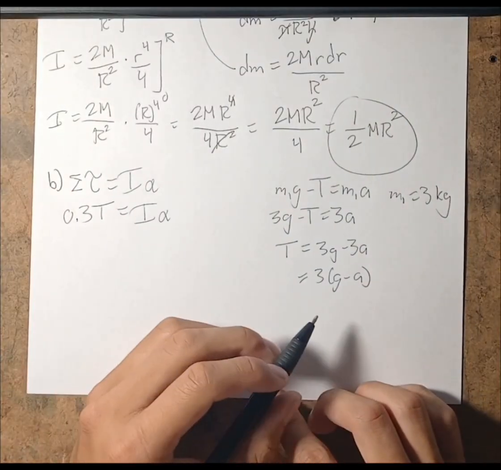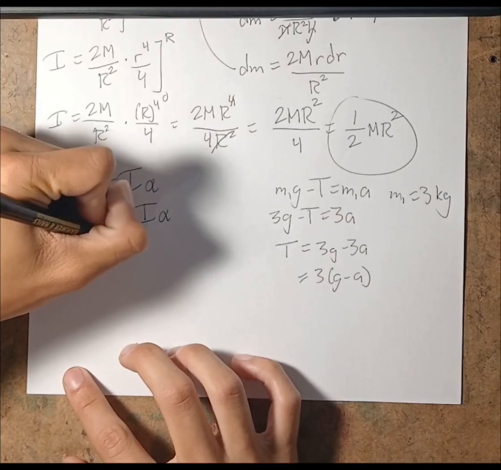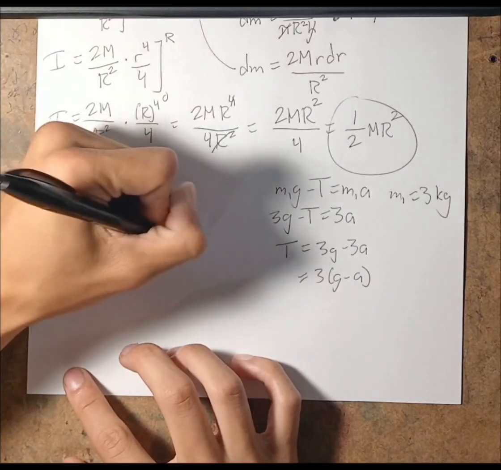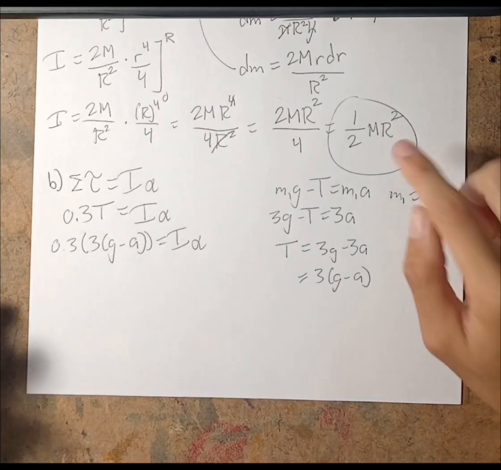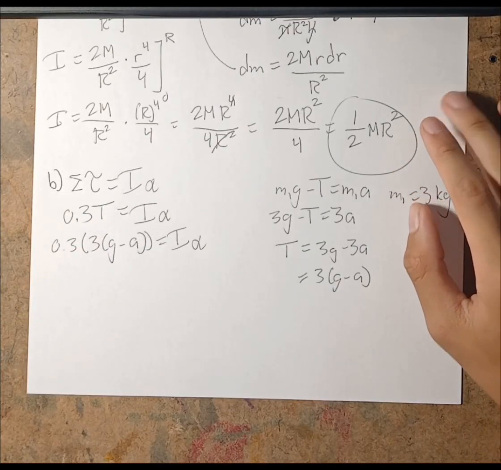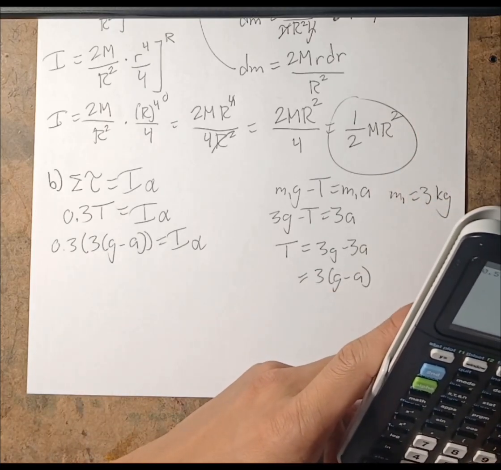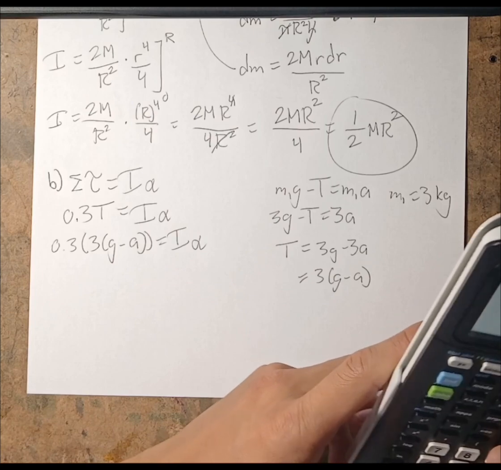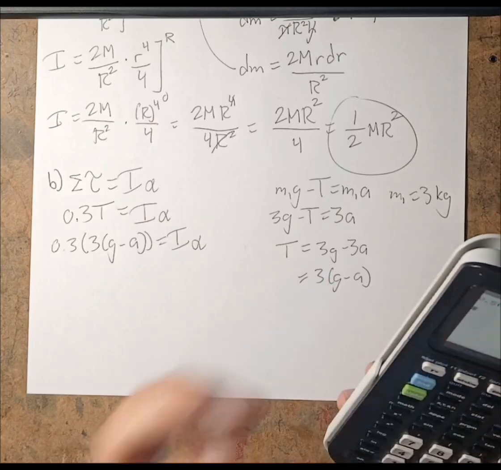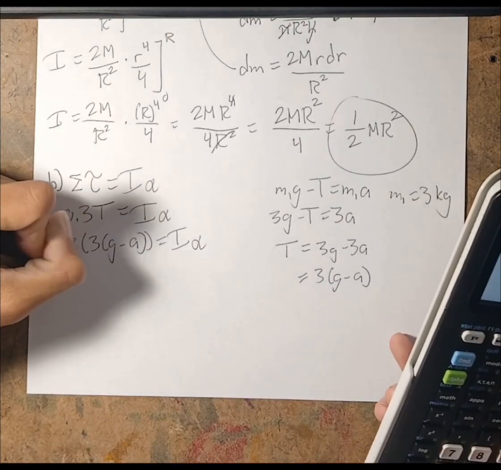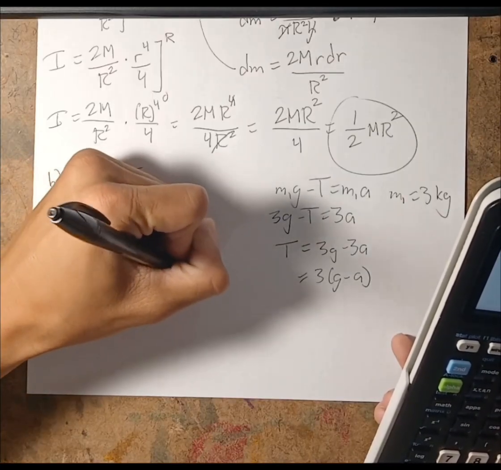And so what we can do there is sub it in for this: 3G minus A equals I alpha. Now, why don't we go ahead and just calculate this I value to get it out of the way, since we know the formula for this, of course. So 0.5, the mass of the disc, cylinder is 30, radius is 0.3, that gives 1.35. So 0.3 G minus A equals 1.35 alpha.